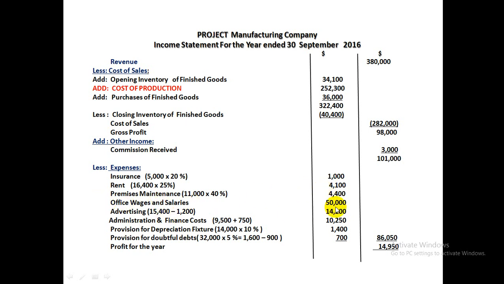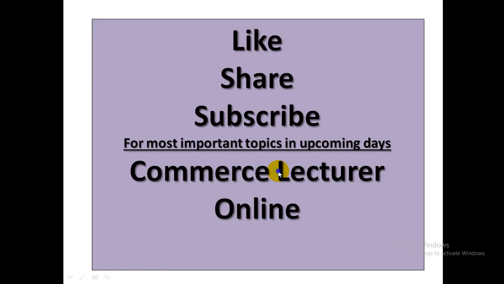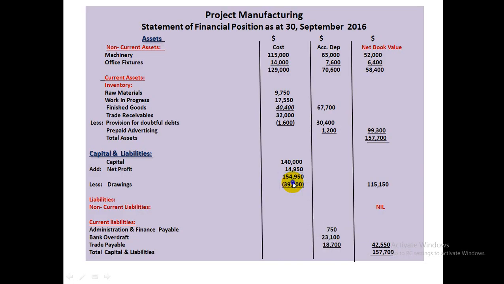Office wages, salaries will come here. Advertising will also come here. This was the prepaid advertising. We'll subtract that and we'll take this 1200 in the current assets portion of the balance sheet. The administration cost which we owe will be added to the previous balance, and this is the total administration and finance cost. Provision for depreciation using the straight line method is calculated. Provision for doubtful debt, yes, an important calculation which we need to focus on. We calculated this amount.